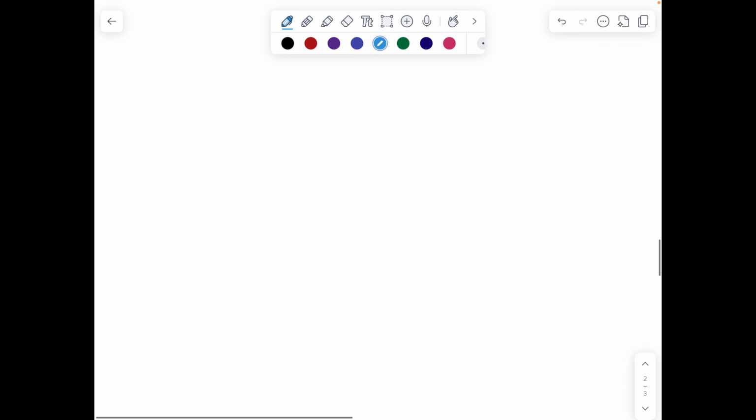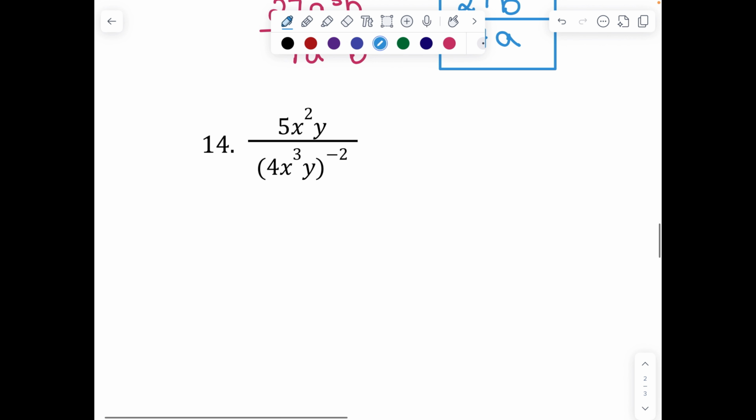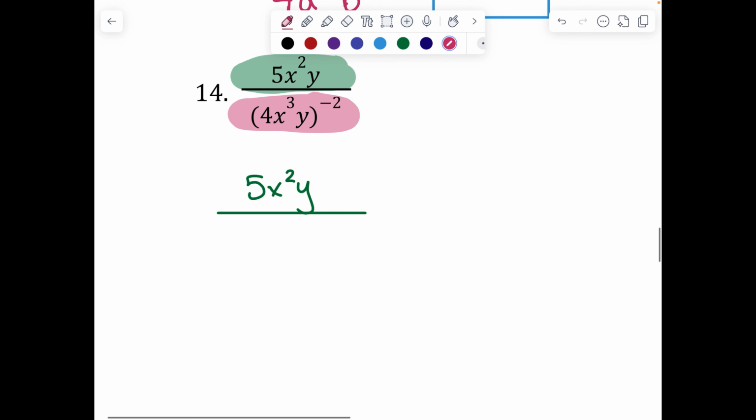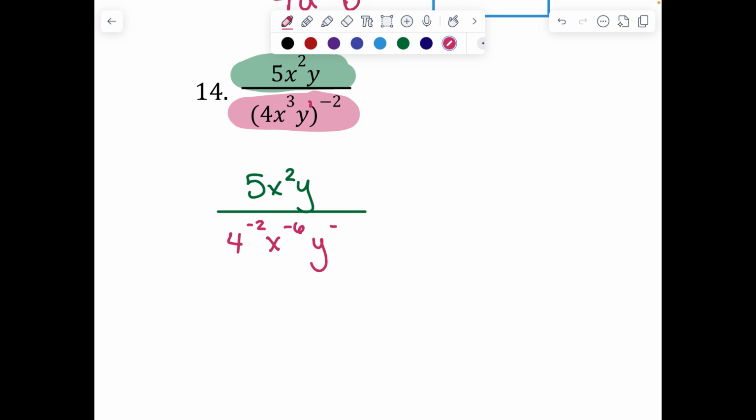All right, and the last example we're going to look at today, 5x squared y over 4x to the third y, all being raised to the negative second. So this 5x squared y is actually going to be nice for us. It's just going to stay the same. So we have 5x squared y over, I'm going to raise this 4 to the negative second. I'm multiplying 3 times negative 2 to give me negative 6. And I'm multiplying y times negative 2 to give me negative 2.